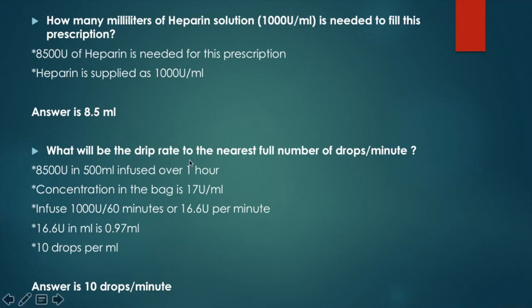Next question, which is what would be the drip rate to the nearest full number of drops per minute? Okay, what would be the drip rate? You take the 8,500 units and you put it in 500 ml. Right, the concentration of that bag is 17 units per ml. They want you to infuse 1,000 units. You got to know how many mLs that is, right? So 1,000 units over 60 minutes is 16.6 units per minute. All right, 16.6 units in mLs is 0.97, and then you multiply that by 10 and you get 10, right? Because this is basically 1.